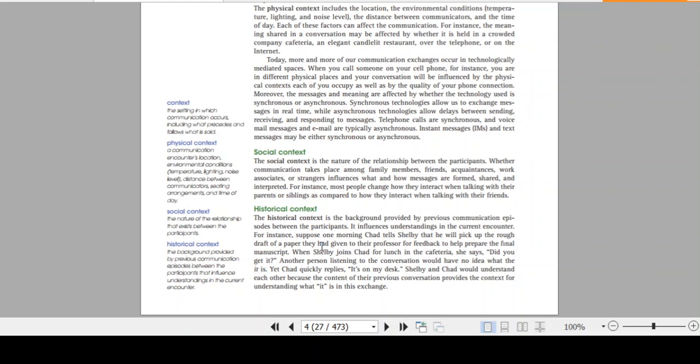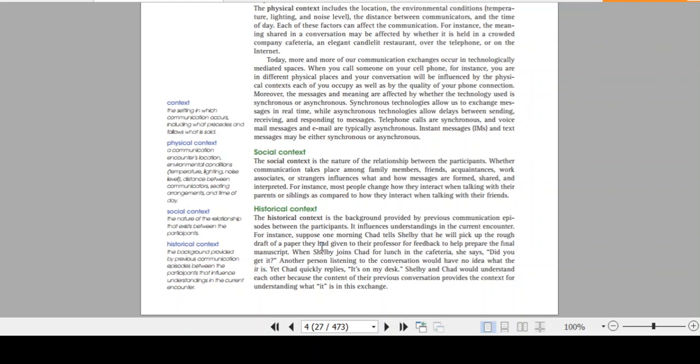But the one with whom I'm communicating and I are both familiar with the previous episode of communication which took place earlier. So for us, it's meaningful. So historical context is the background provided by previous communication episodes between the participants, and it influences understanding in the current encounter.